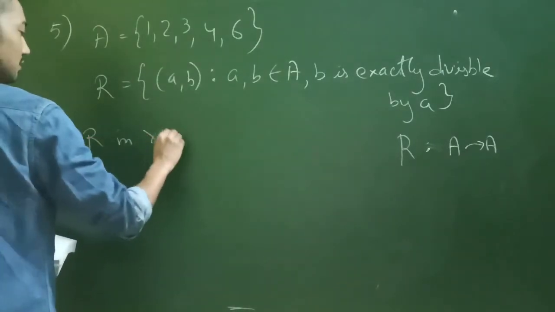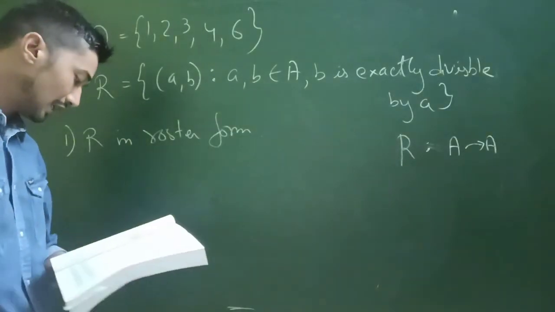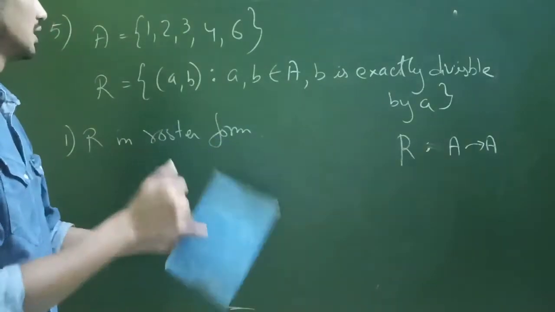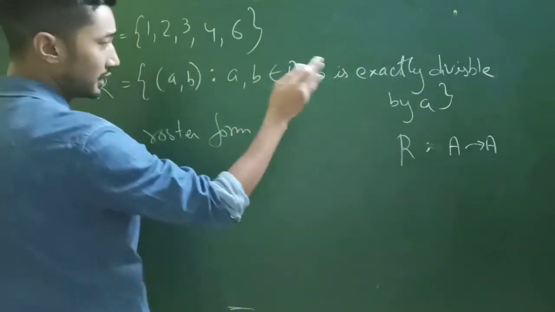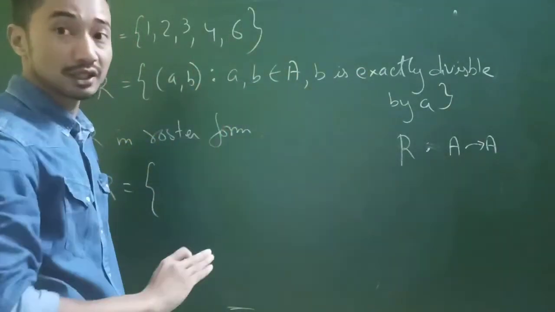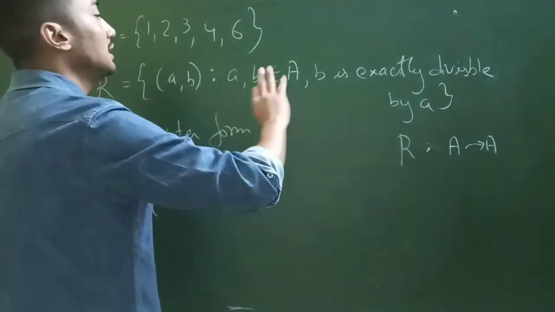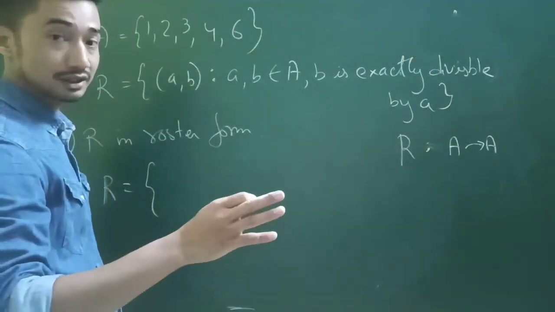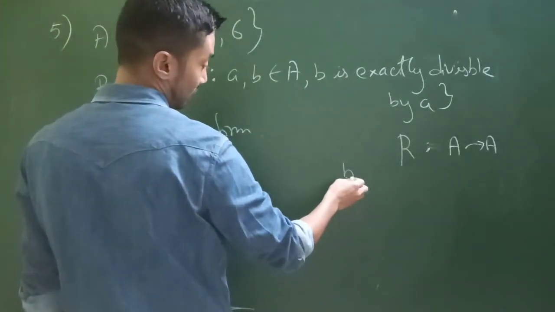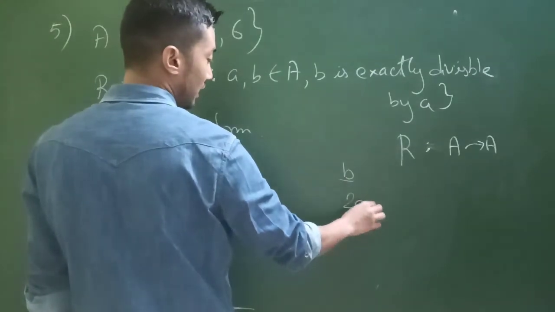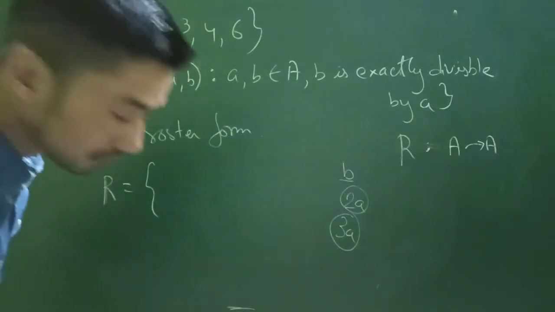Write R in the roster form. Let's try to finish this quickly. Whatever we have, simple logic says that for (a, b), b is exactly divisible by a, or in other words, b is a multiple of a. So the value of b should be a multiple of a, maybe 2 times a, 3 times a.